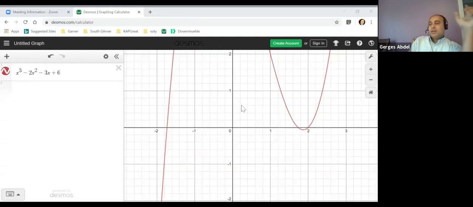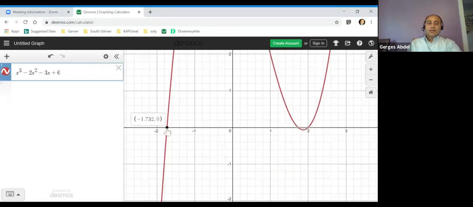Oh, yes. Okay. I'm sorry. So I graphed it on Desmos. And when I graphed it, I was lucky and I found three different x-intercepts. And so the solutions will be 2, 1.732, and negative 1.732.